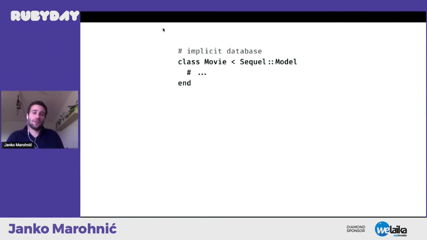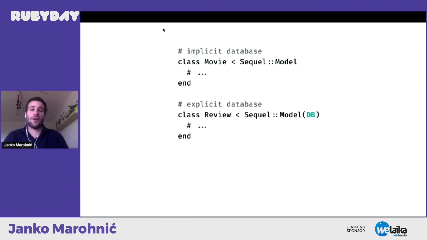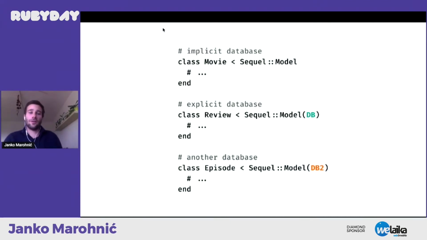Then the way that these database objects tie into models is that if you simply subclass the SQL model, it will take the first connected database object. But then you can also pass the database object when defining the model, and that way you can assign different models to different databases.